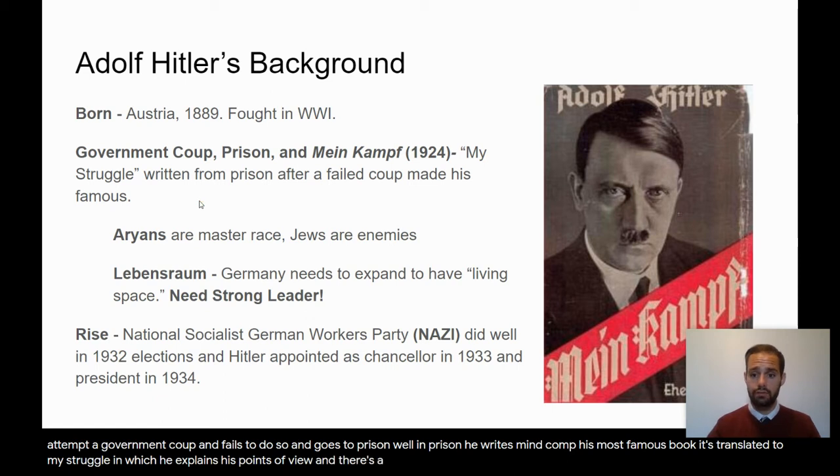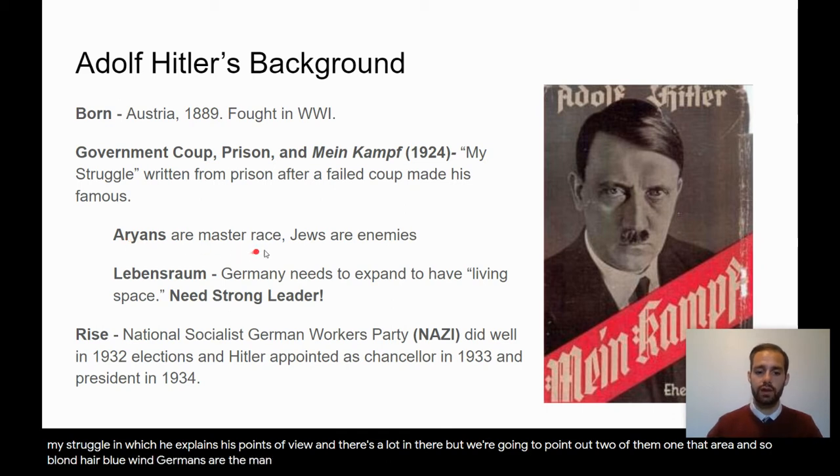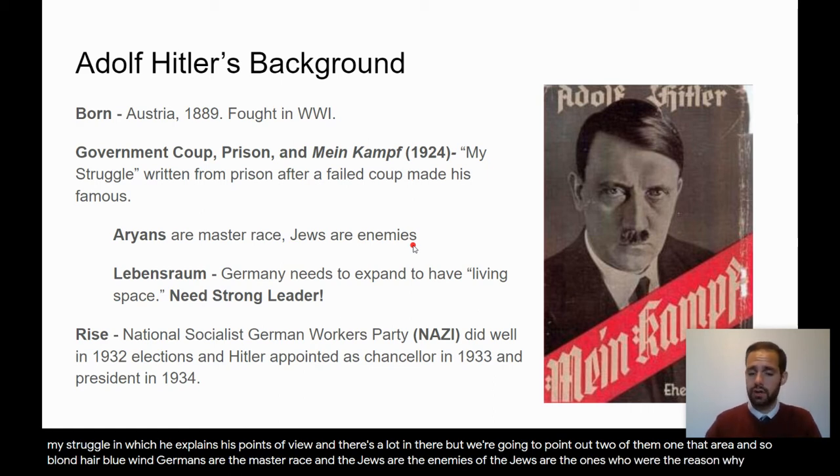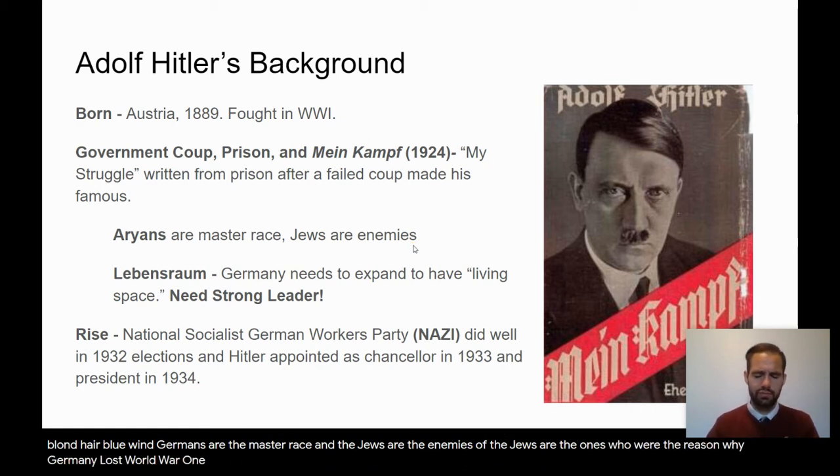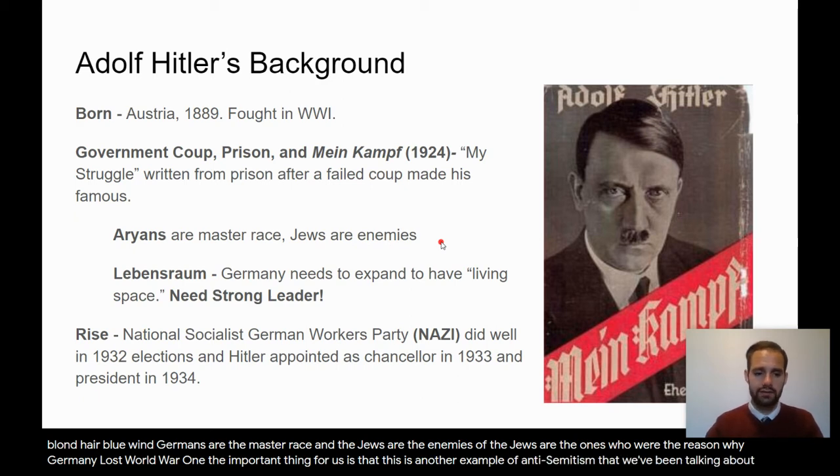And there's a lot in there, but we're going to point out two of them. One, that Aryans, so blonde-haired, blue-eyed Germans, are the master race, and the Jews are the enemies. The Jews are the ones who were the reason why Germany lost World War I. Hitler explains all that in the book there, but the important thing for us is that this is another example of anti-Semitism that we've been talking about a lot in this unit.